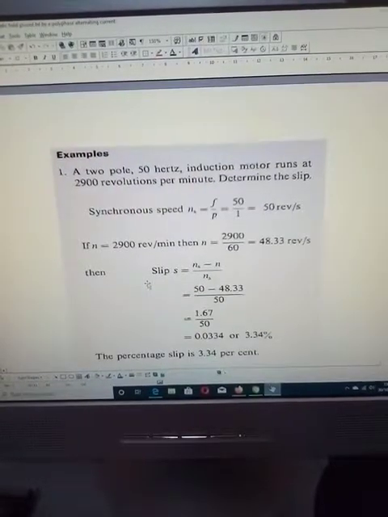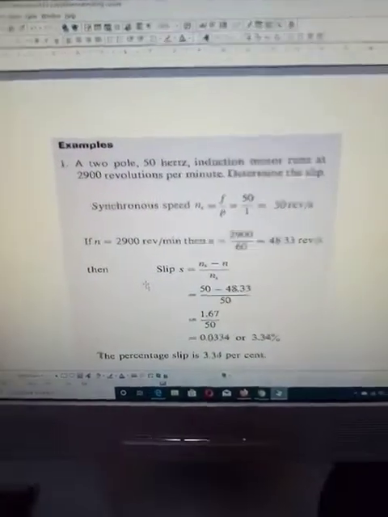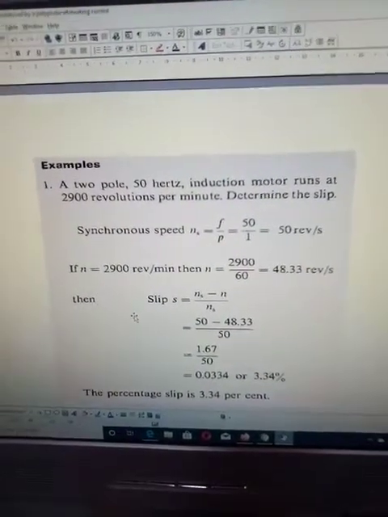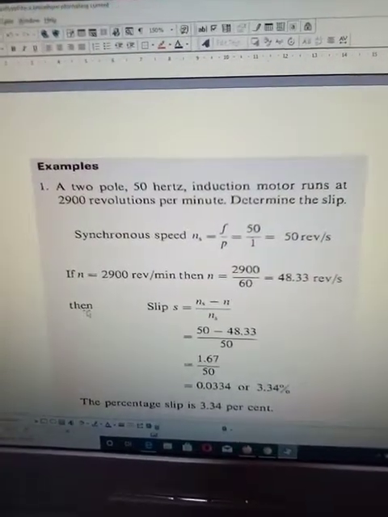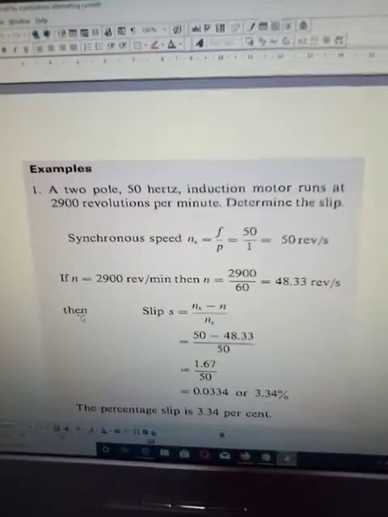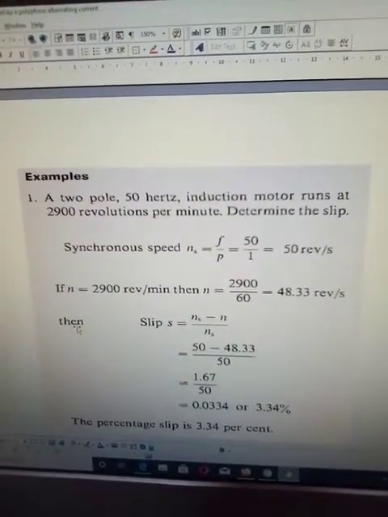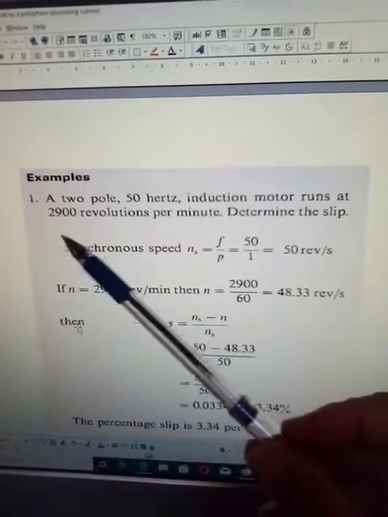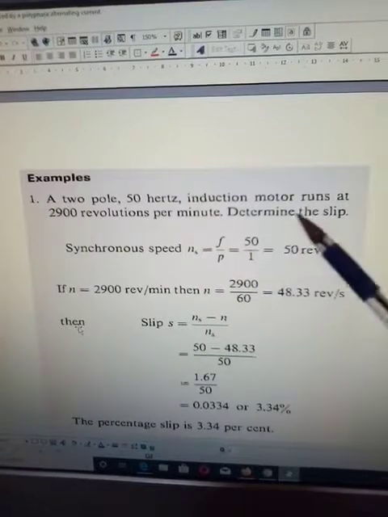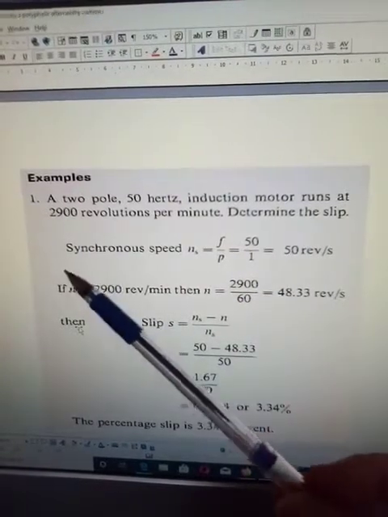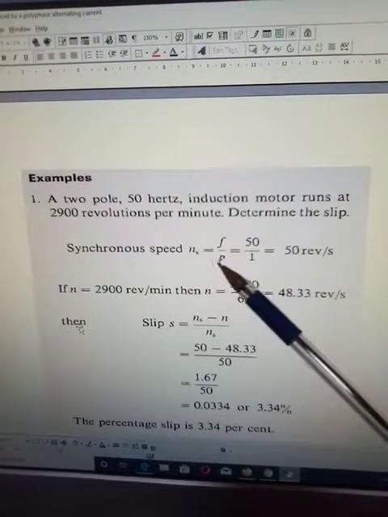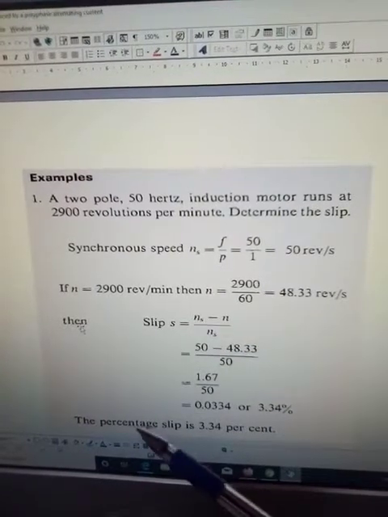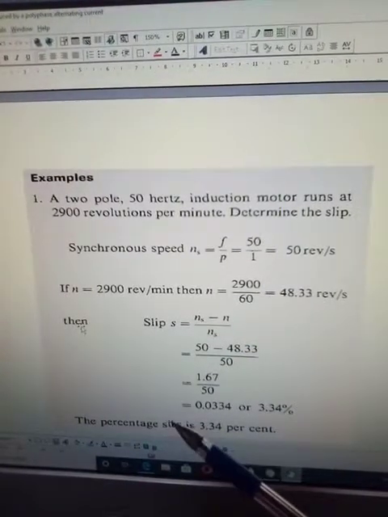Okay, so we're looking at the examples now. Let me make sure I can get the examples on full screen. A 2-pole 50 Hz induction motor runs at 2,900 revolutions per minute. Determine the slip. Now obviously you have the synchronous speed ns equal f over p, 50 over 1, which will give you 50 revs per second.